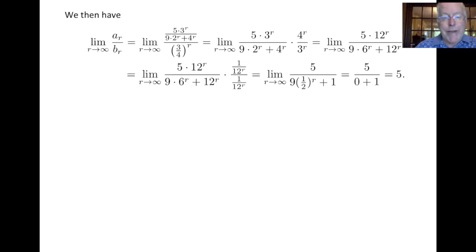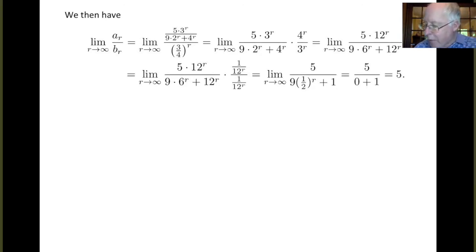Now, as we did back in Calc 1, when we want to evaluate quotient expressions like this, often it's a good idea to divide top and bottom by the largest expression in the numerator and denominator. In this case, that's 12 to the R, which is much bigger than 6 to the R. So if I divide top and bottom by 12 to the R, do the algebra, we find this comes out to be 5 over 9 times (1/2)^R, that's 6 over 12 to the R, plus 1, and this all turns out to be just 5.